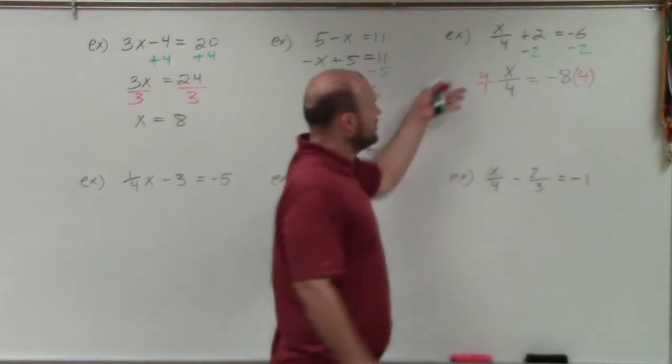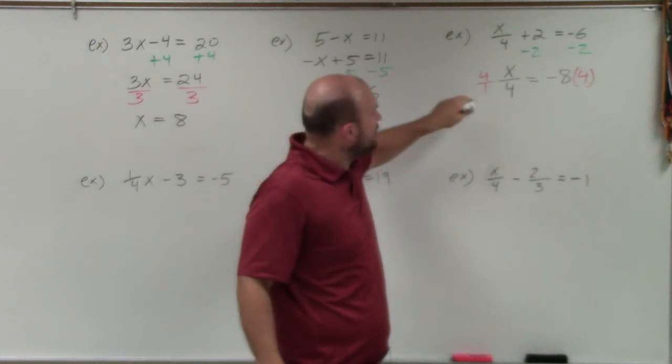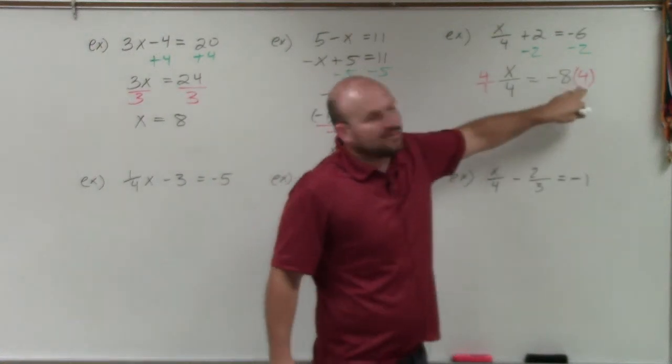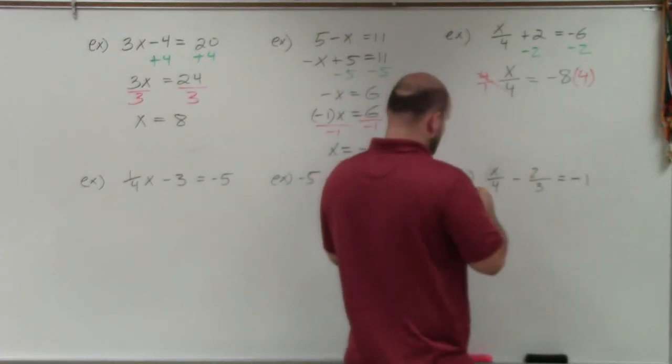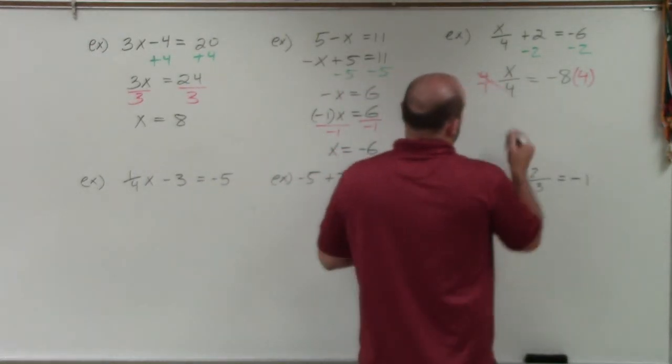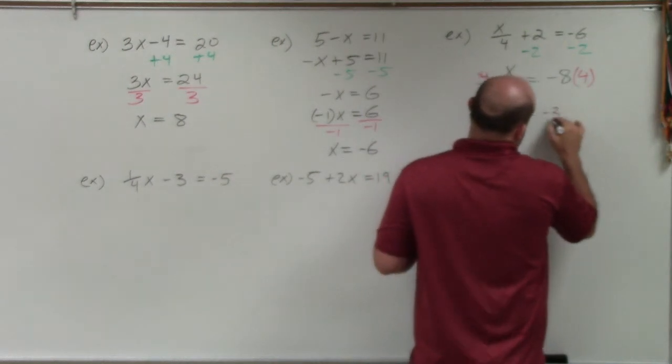And a lot of times when you're multiplying by 4, I just write it as a 1 just so you can know that the 4 is in the numerator. I don't need to write these both over 1 because they're both whole numbers. Anyways, that leaves us now with our final answer of x equals negative 32.